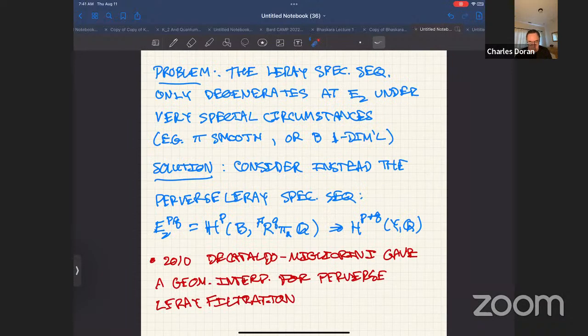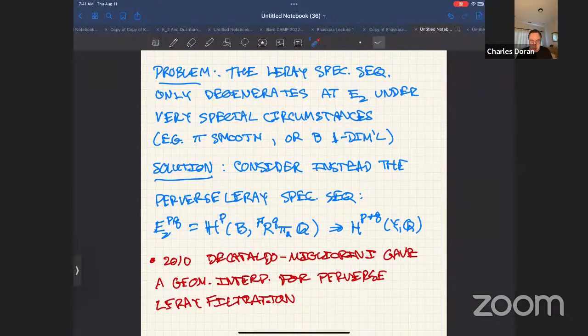So the problem is that the Leray spectral sequence only degenerates at E2 under very special circumstances. So for example, if π is smooth, well, that's ridiculously strong. Or the base is one-dimensional. Well, maybe that's enough for you, but it won't be for us in general.